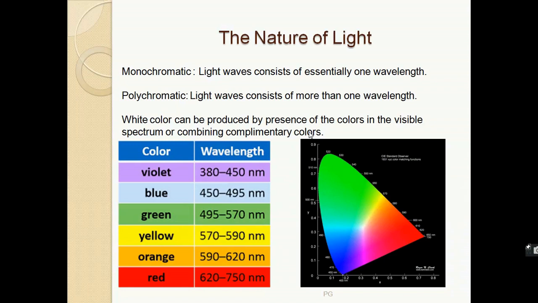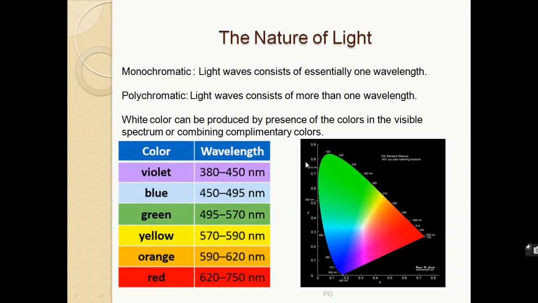In polychromatic light, this is not the case. In polychromatic light, there are waves of different wavelengths. Like the white light we see is not a single wavelength. It is composed of all the wavelengths in the visible spectrum, or white light can be produced by mixing two complementary colors.